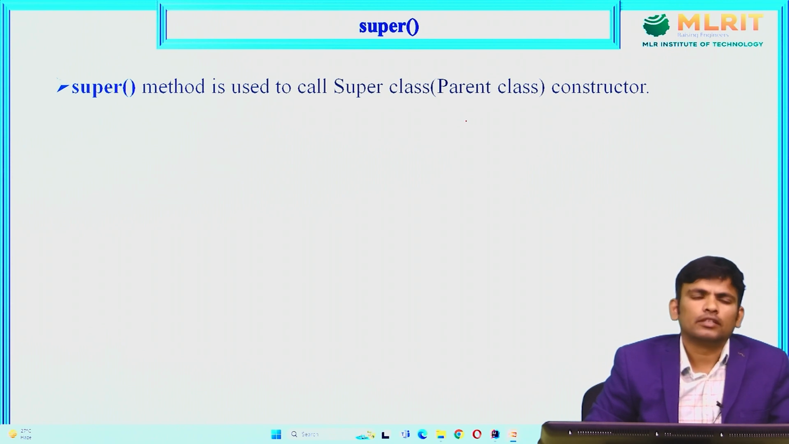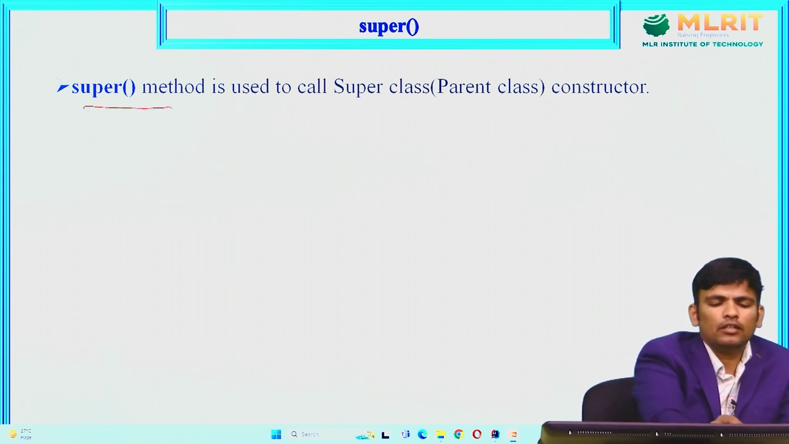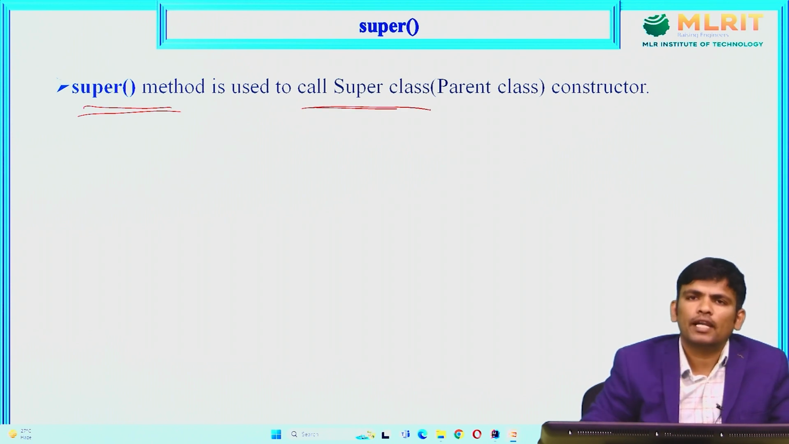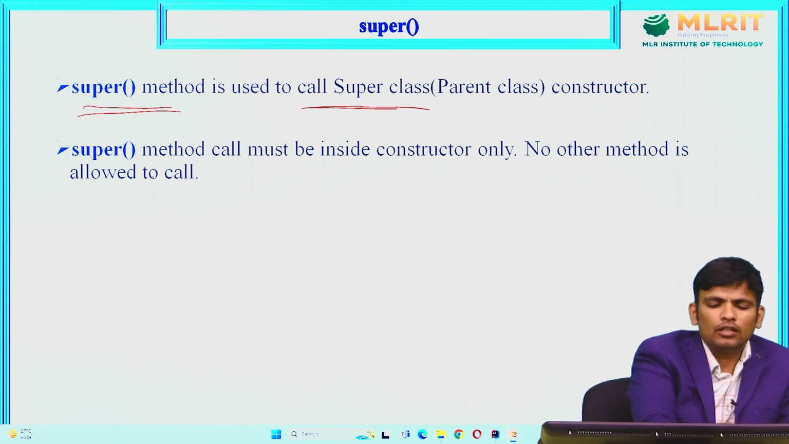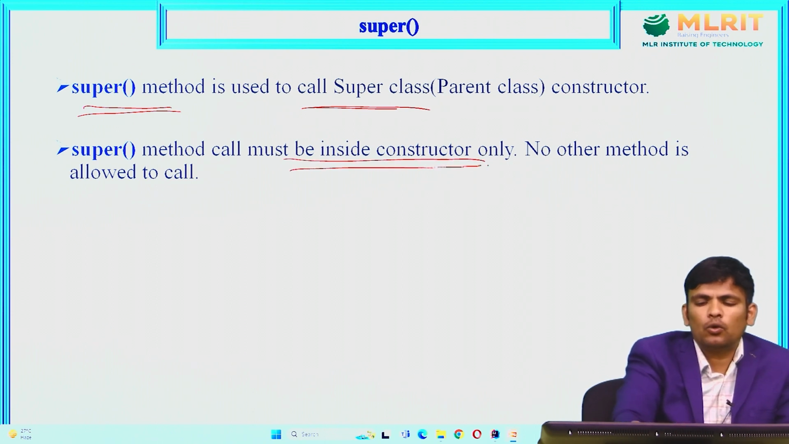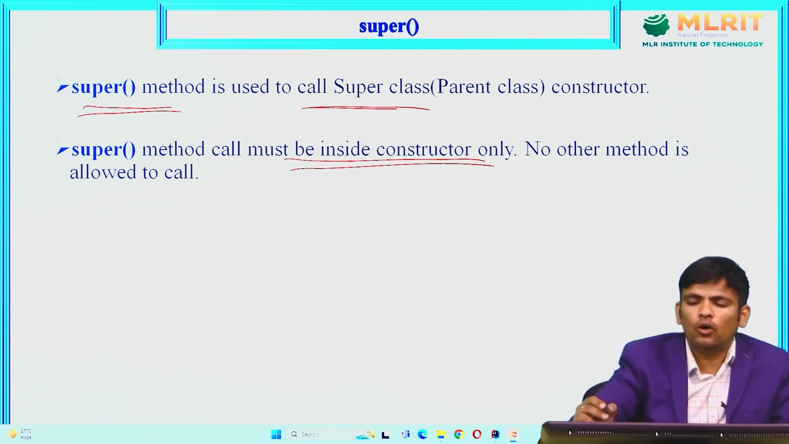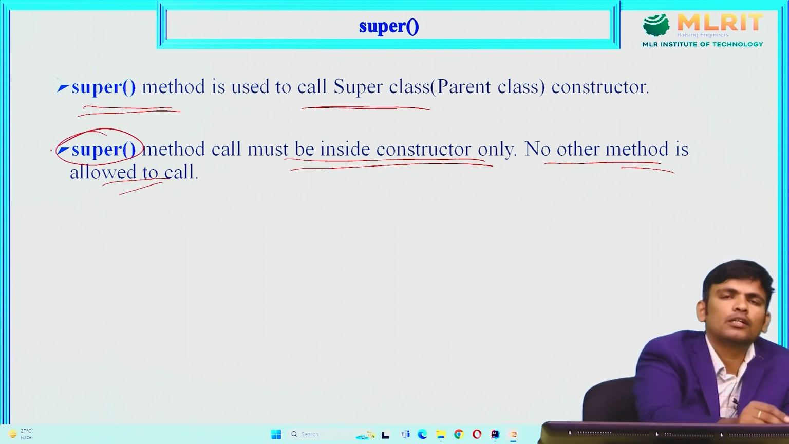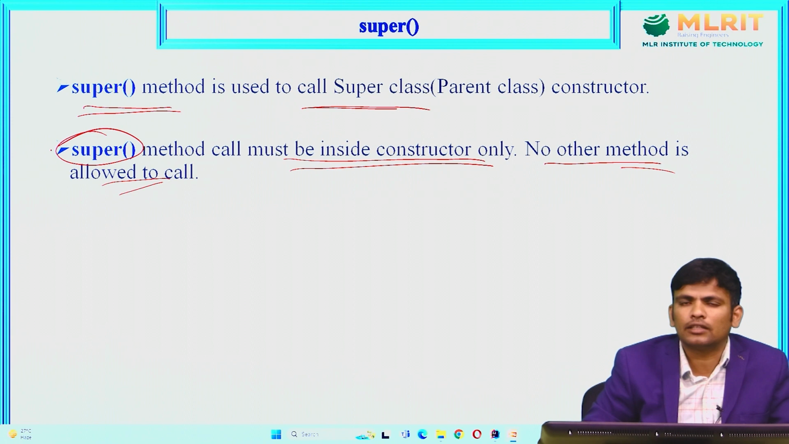The super method is used to call the super class constructor or parent class constructor. So, using the super method we can call the parent class constructor. The super method call must be inside a constructor only. No other method is allowed to call it. Compulsorily, the super method must be part of the constructor, and it must be called in the child class constructor only.